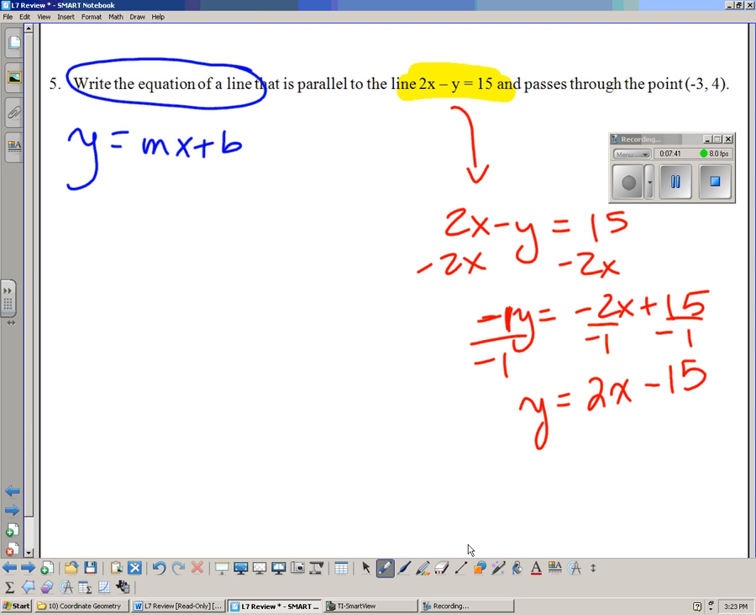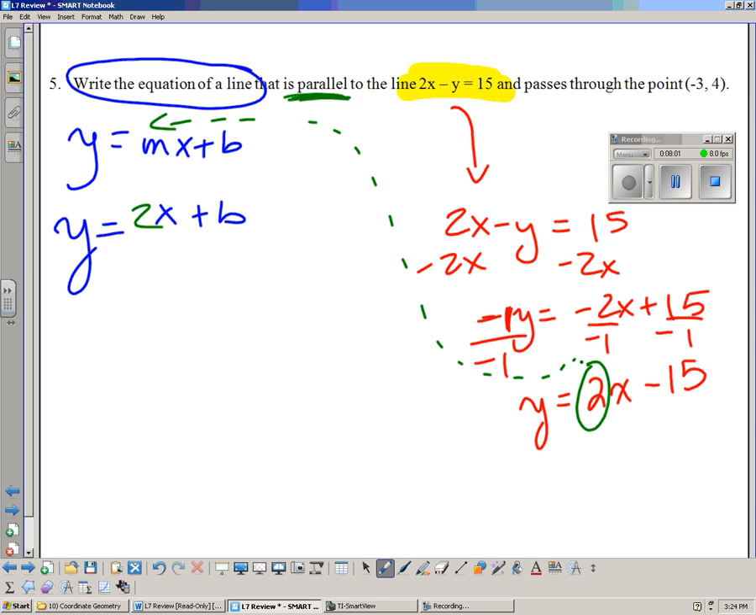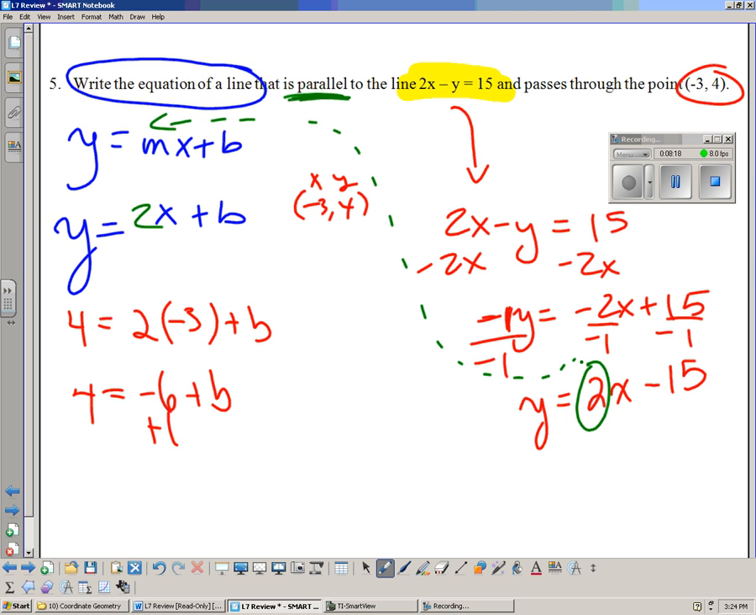I want to take this guy's slope because the lines are parallel to each other. So if the lines are parallel to each other, they have the same slope. So I'm going to steal this slope and put it in for m in the line that we want to create. Not the line that they gave us, it's the line that we want to create. All right, so now we have its slope, and now we have to use the point. They gave us negative 3, 4. So they gave us an x and a y coordinate. So we have 4 equals 2 times negative 3 plus b. So we have 4 equals 2 times negative 3 is negative 6. Add the 6 over. B is 10.